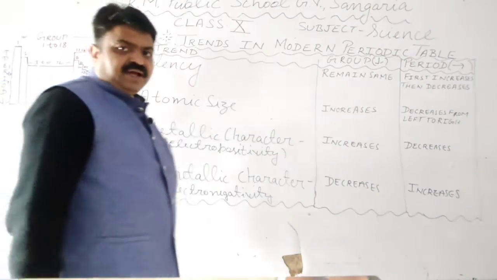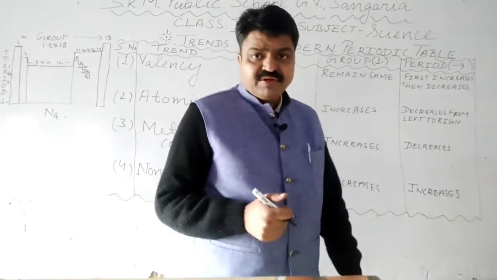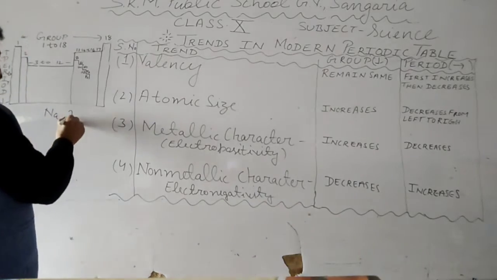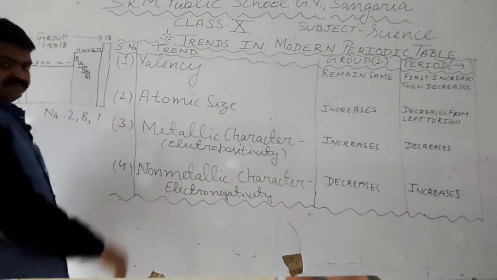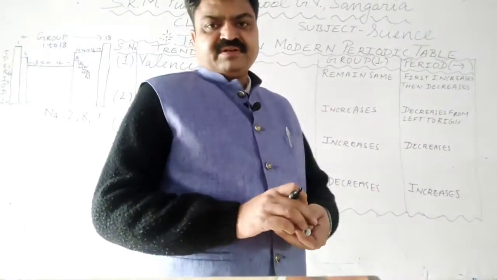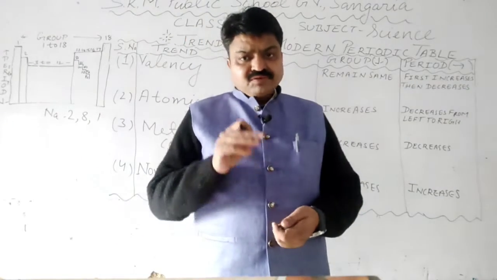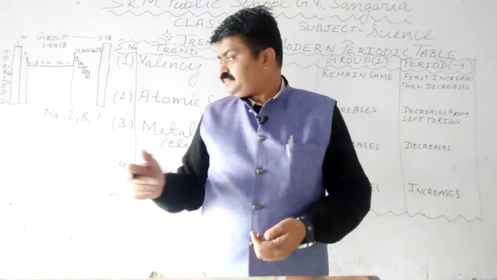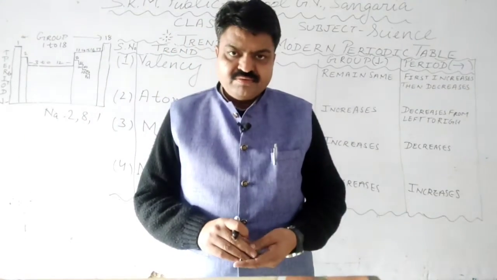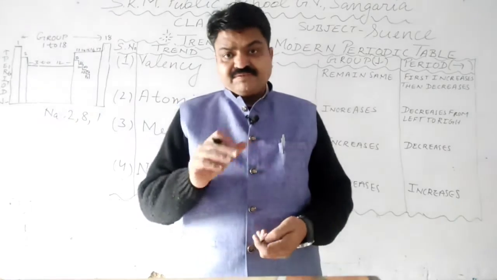Now what is the electronic configuration of sodium? It is 2, 8, 1. 2, 8, 1 is the electronic configuration of sodium. So with the help of this electronic configuration we can know the valency. So what is its valency?